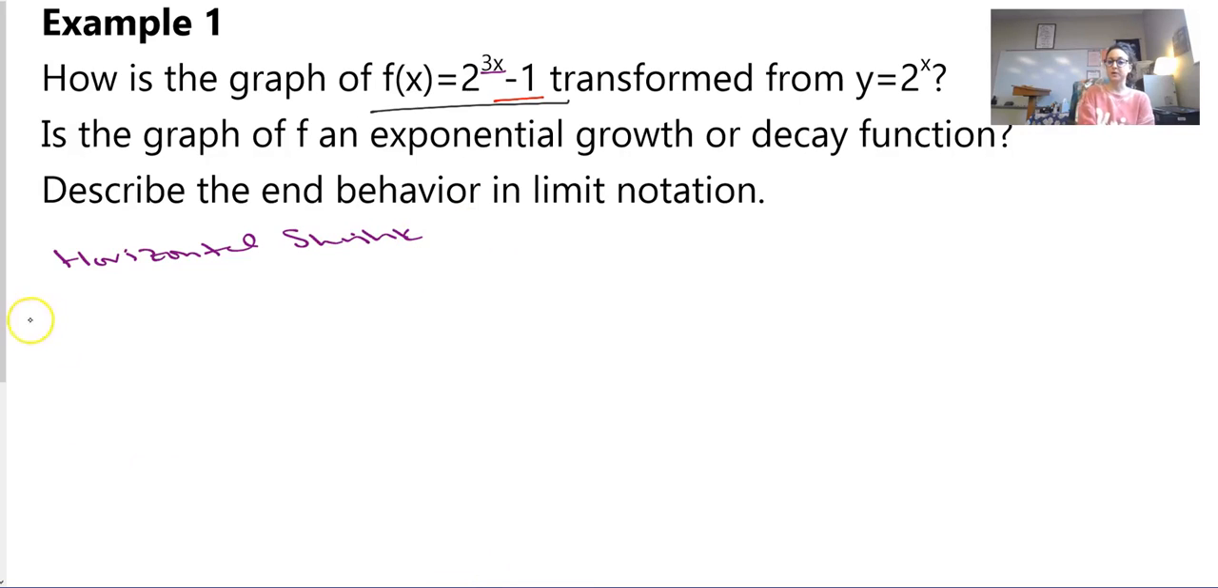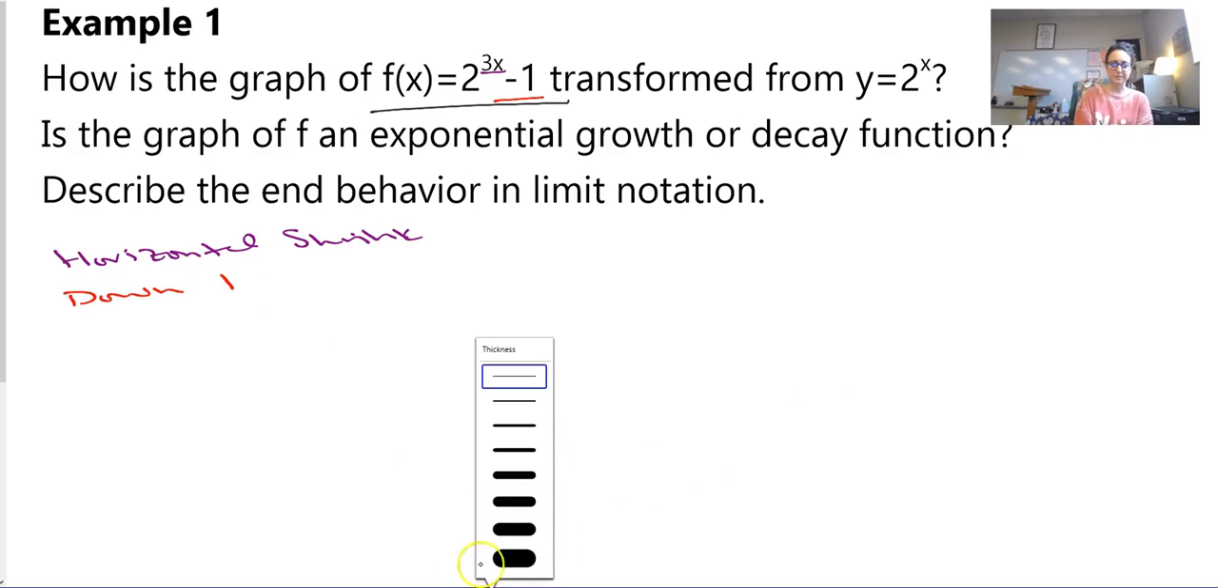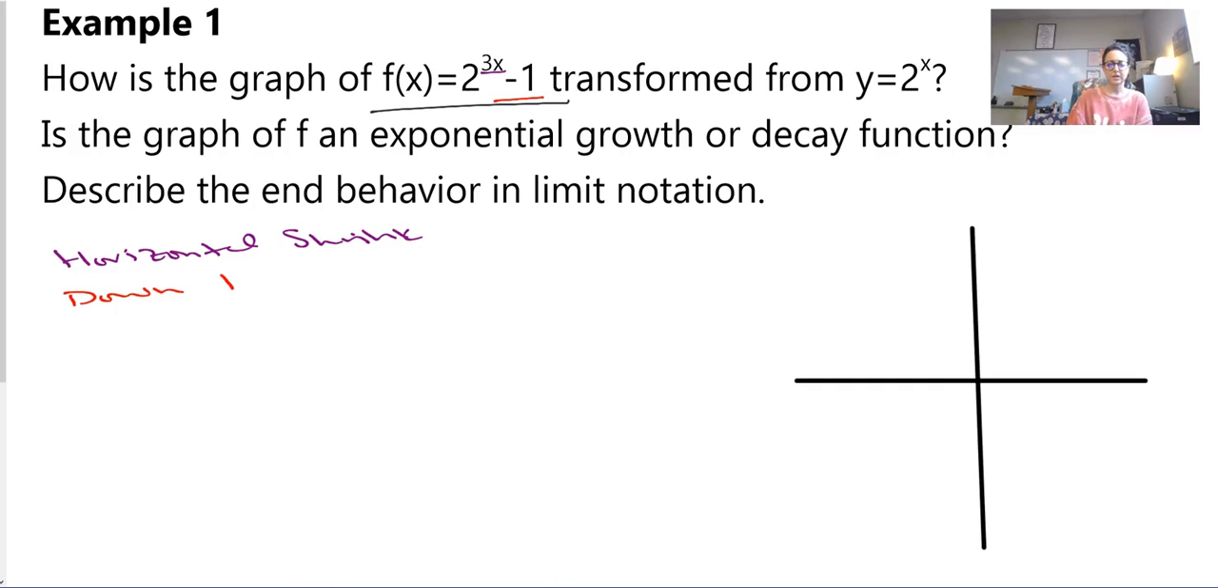Now, what does the -1 do? Which way do we shift there? We can go down 1. Okay, so that horizontal shrink is just going to kind of make the graph grow a bit faster. You can also think of a horizontal shrink as a compression towards the y-axis, right?